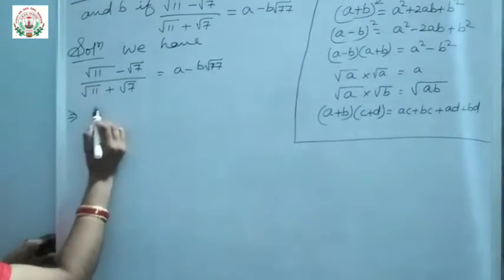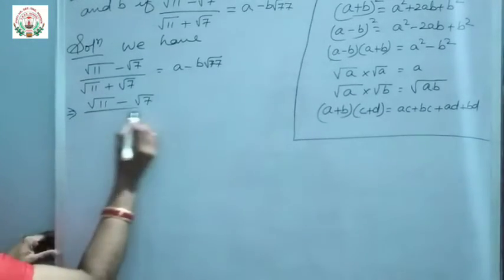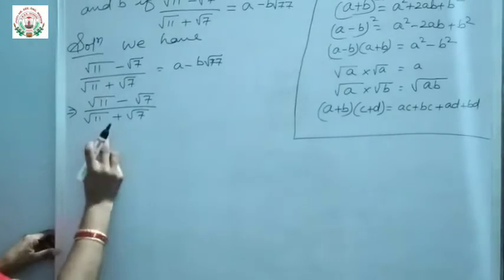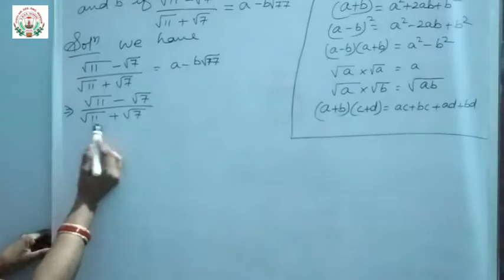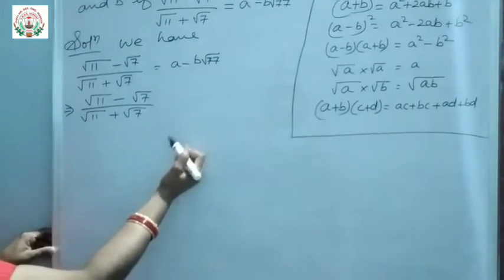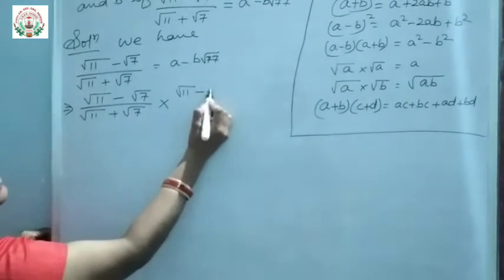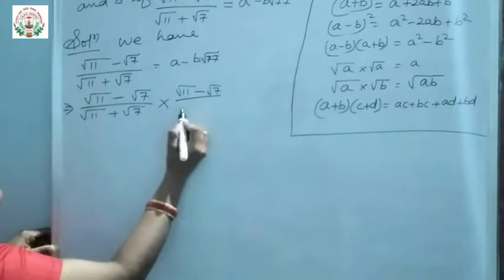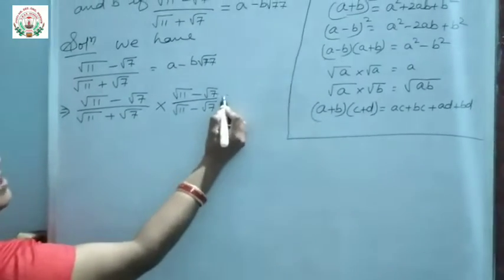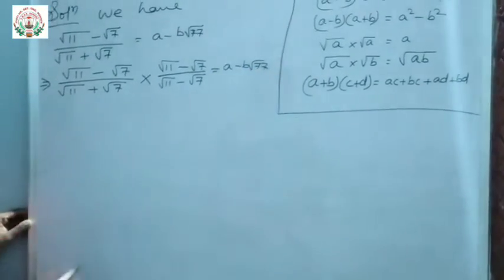So we will multiply what to the numerator and denominator? Just the opposite sign of it. So what is that sign? You can see in the denominator, what is that sign? Plus. So the same values with minus sign we will multiply to the numerator and denominator to rationalize. So that is root 11 minus root 7 upon root 11 minus root 7 equals a minus b root 77.